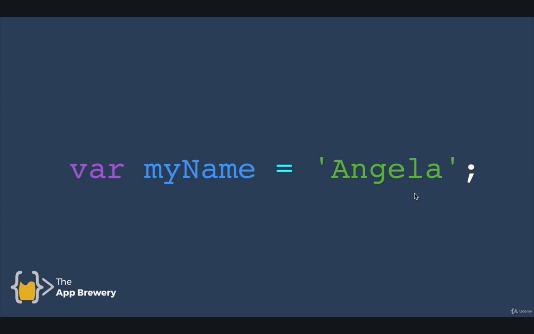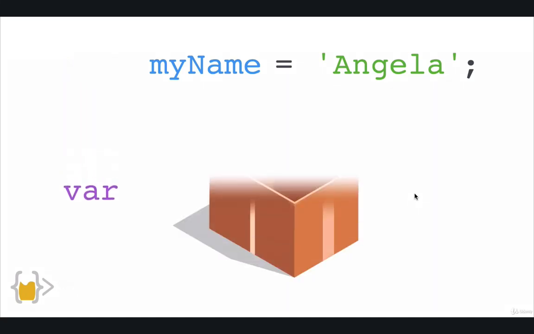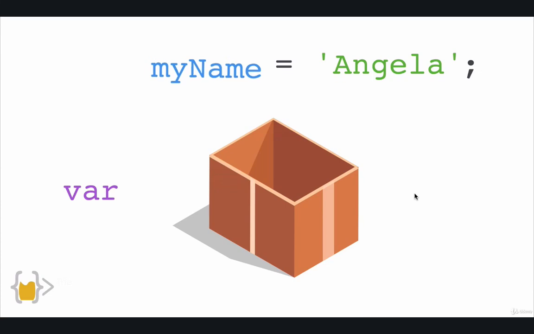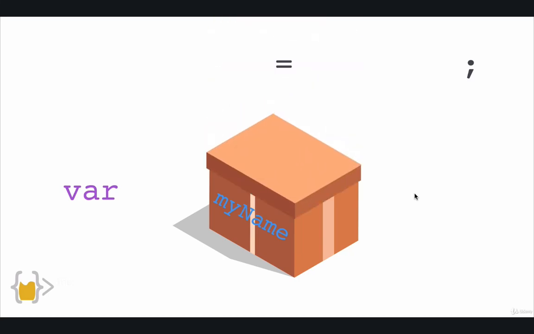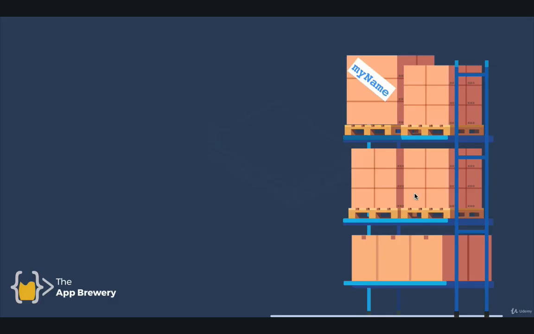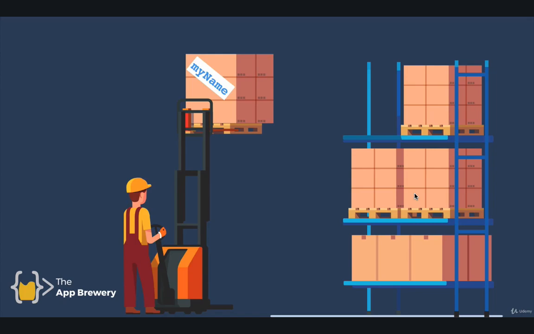Now, what's actually happening here? Essentially, when I write the keyword var, the computer builds a box. And then it looks to see what name it should give that box. So this one's called my name. And then it looks at the right-hand side of the equal sign to see what it should put into the box. In this case, it's the word Angela. And the semicolon just says, this is the end of my line of code, so you can close the box now. So now I have this shelf, and as you create more and more variables, you'll build up shelves full of these boxes. And whenever you need one, you can pull it off the shelf and open it to see what's inside.